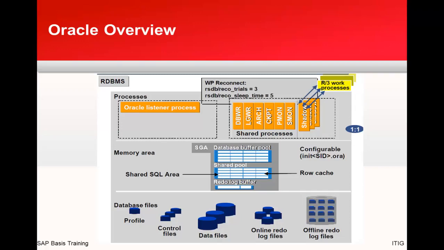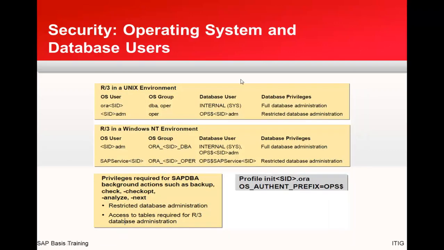Let's go to the next slide, where I am talking about the different operating system and database users which are required. At the top you have the Unix-based users. You have the username ORA<SID>. For example, if your SID, the system identification, is C11, then your user will be oraC11. The OS groups for that will be DBA and OPER, so that user has to be part of these two groups.